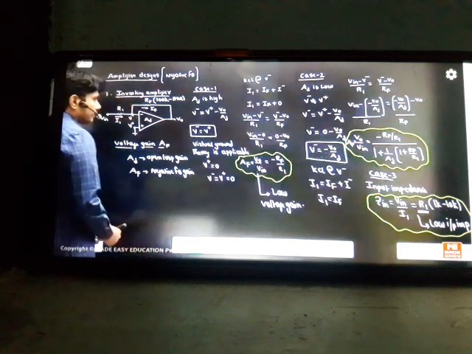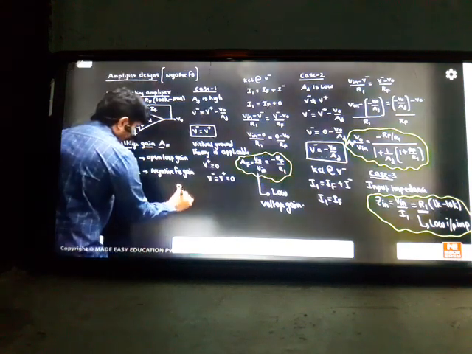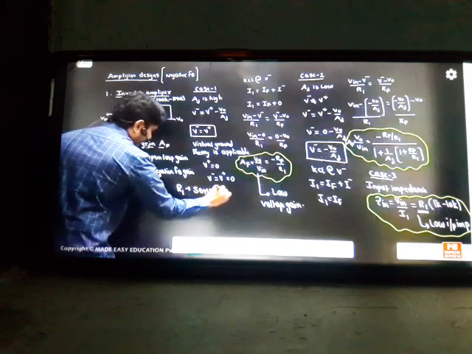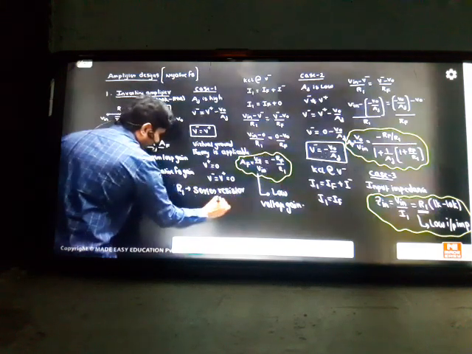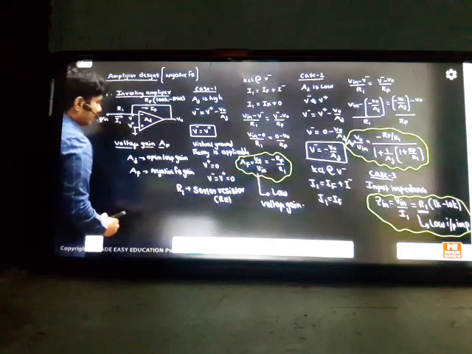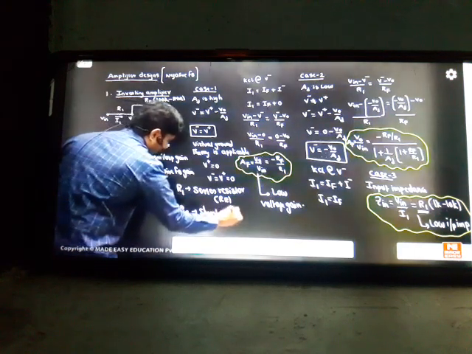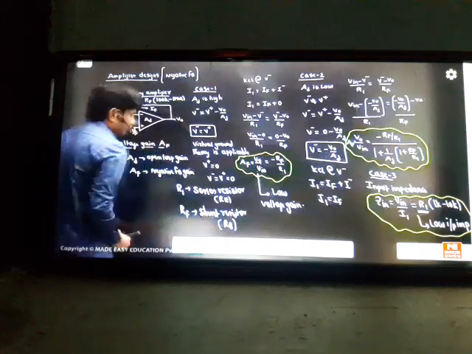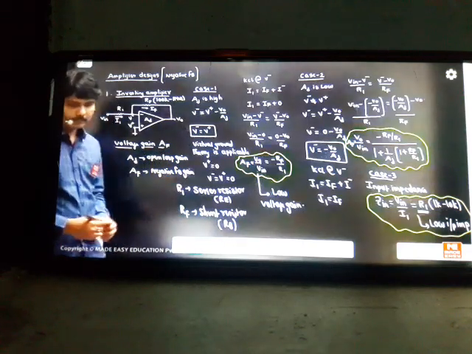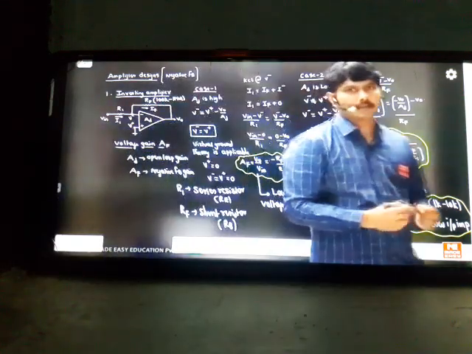Because the technique here is R1 we call as series resistor. In BJT class, series resistor is RE resistor. That is the reason we are comparing with these resistors. And RF we call shunt. It is a shunt resistor. In our BJT class, shunt resistor is RP. So that is the comparison which we do. So there are two different names for this. One is series resistor and one is shunt resistor.